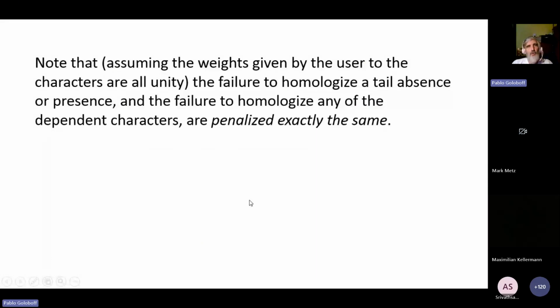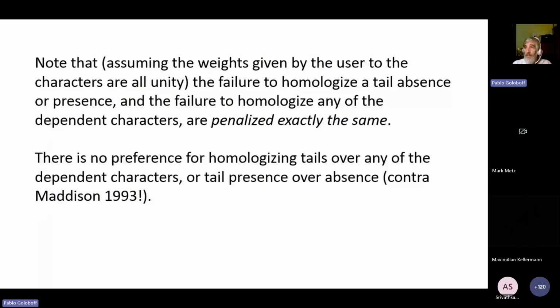Note here that assuming the weights given by the user to the characters are all unity, the failure to homologize a tail absence or presence and the failure to homologize any of the dependent characters are penalized exactly the same. Just one step of homoplasy for each of those cases. There is no preference for homologizing tails over any of the dependent characters, or any preference for homologizing presence over absence. Contra Madison 1993, you don't need to have that in order to be able to deal with the problem of inapplicable characters.